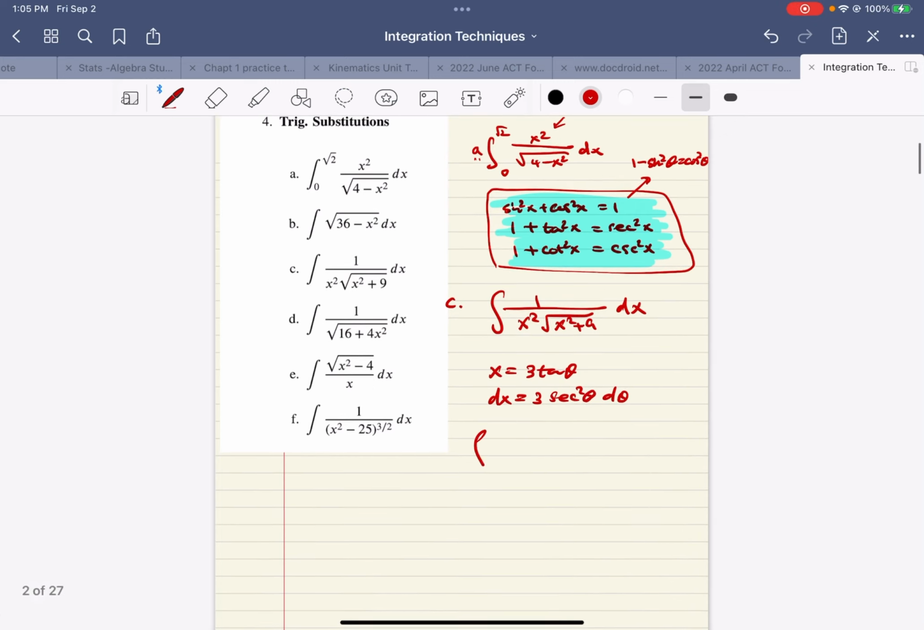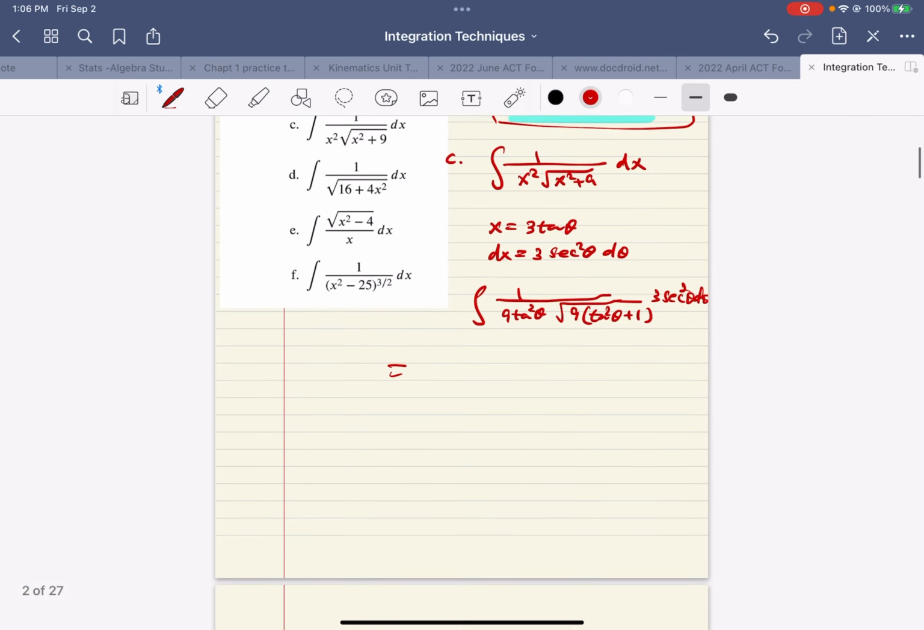So that equation will be the integral of 1 over 9 tangent squared theta, and square root, when you take out 9, of tangent squared theta plus 1 here, and dx is 3 secant squared theta d theta.